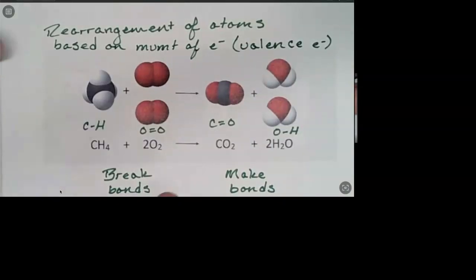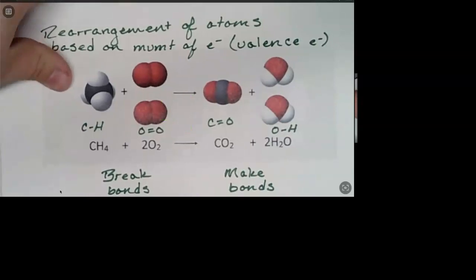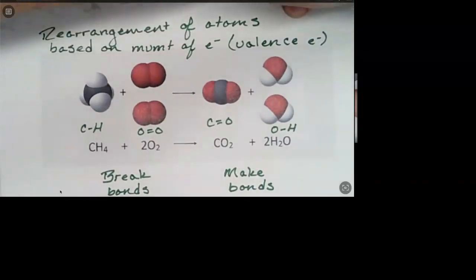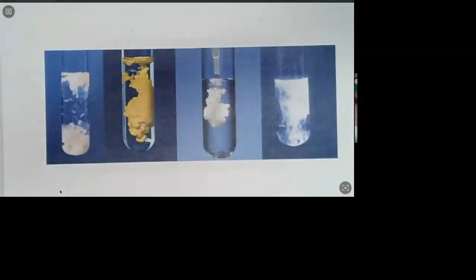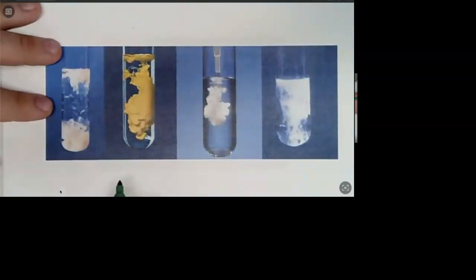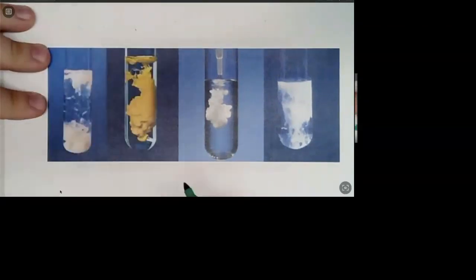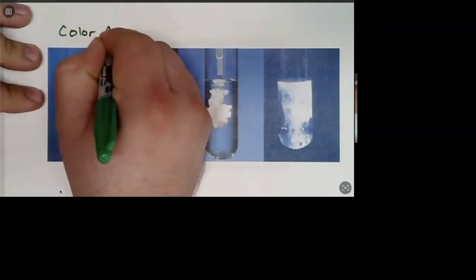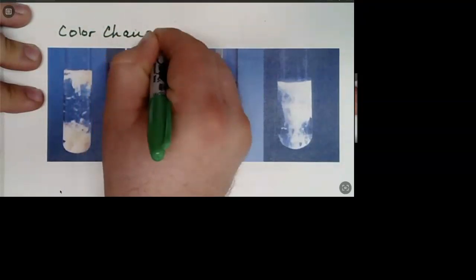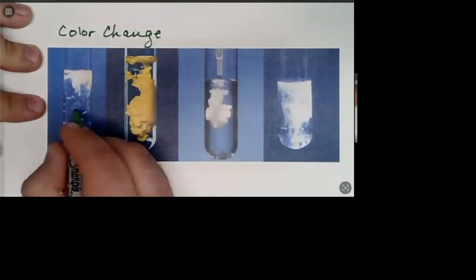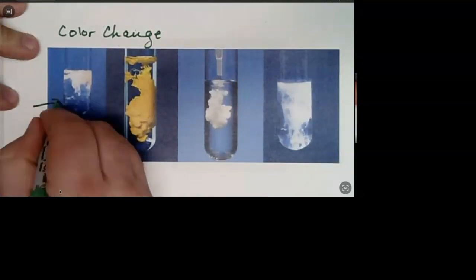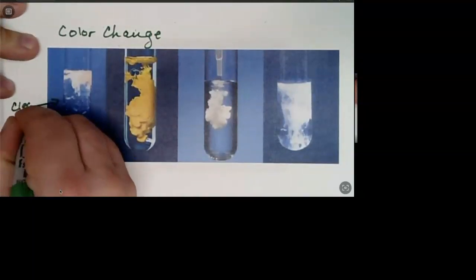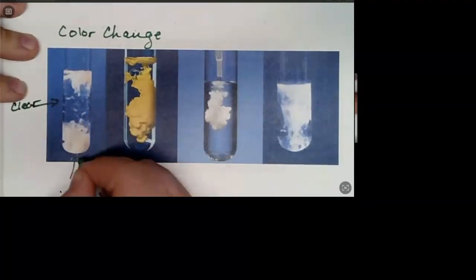Now, there are a couple of different ways we can recognize a chemical reaction. The first and easiest way to recognize a chemical reaction is a color change. So in this case, we have something that's clear, but it's becoming white.